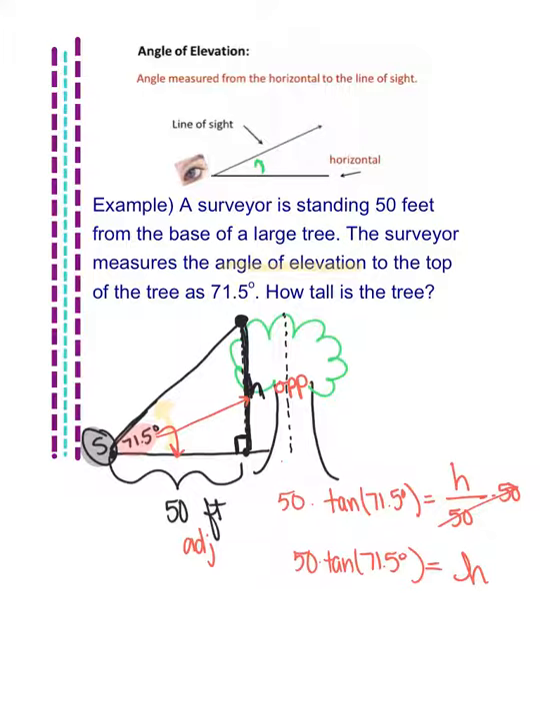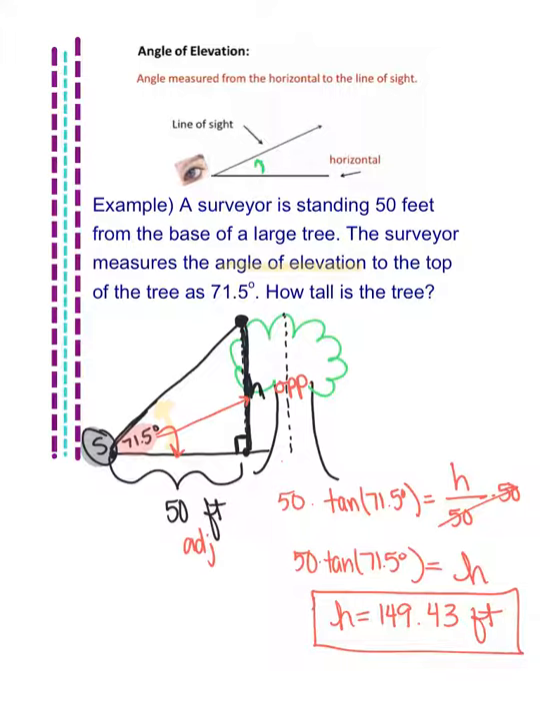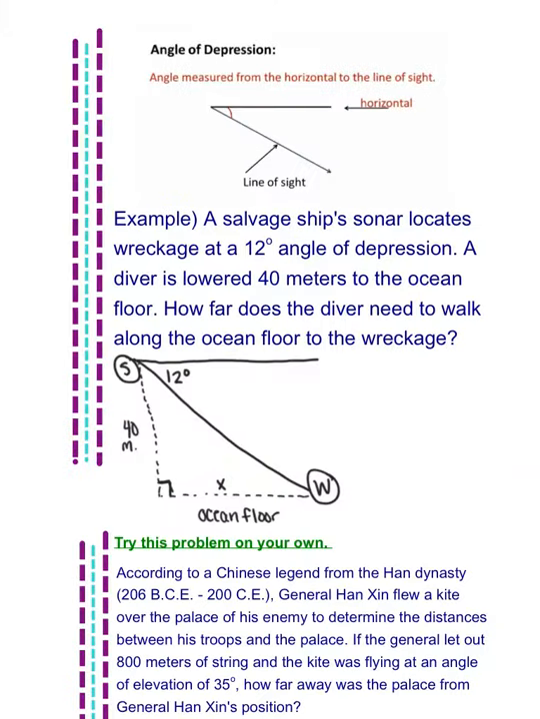And I'm just going to type in tangent of 71.5 degrees times 50. And I get H is equal to 149.43. And since 50 is in feet, my height will also be in feet. The units are important. So there's a first example using an angle of elevation.